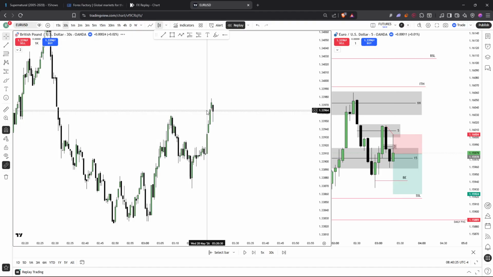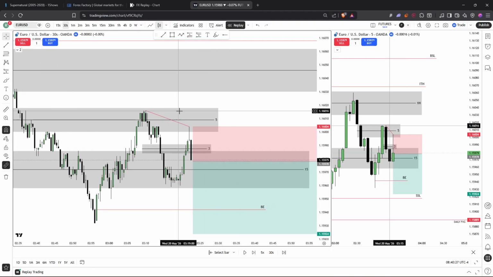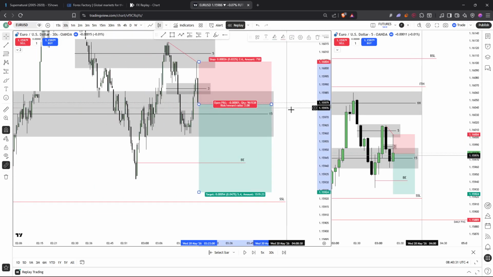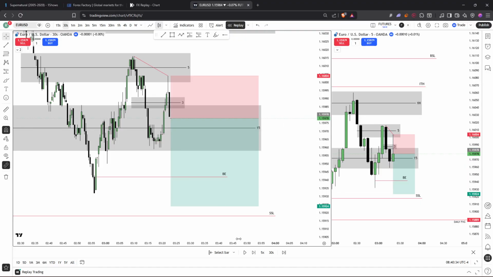This has a nice SMT, and overall we are still in a bearish trend because this 5-minute fair value gap has not been ran through. So then at this point, I go ahead and take my entry. And yeah, this was my break.